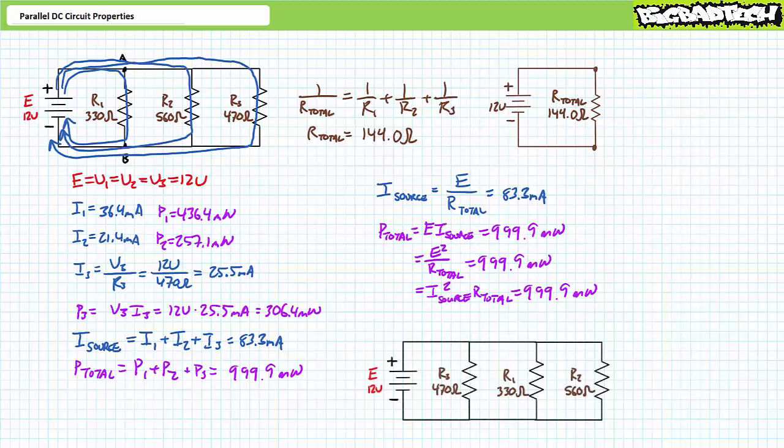You'll additionally note rearrangement of the resistors constituting the parallel relationship does not in any way, shape, or form affect current drawn or power dissipated by individual elements, nor does it affect source current or total power.